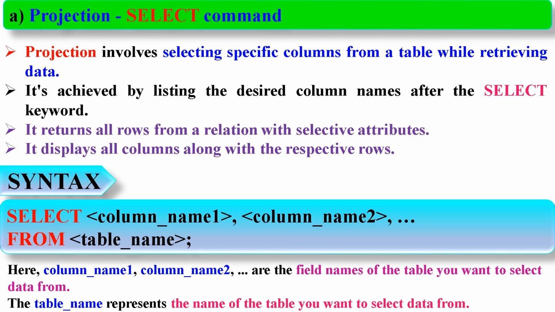The syntax is: select column_name1, column_name2, and so on, from table_name; Here, column_name1, column_name2 are the field names of the table you want to select data from. The table_name represents the name of the table you want to select data from.